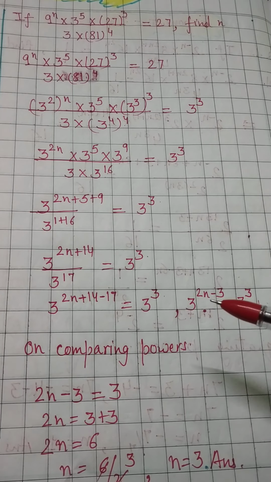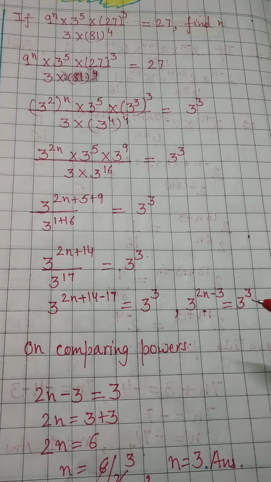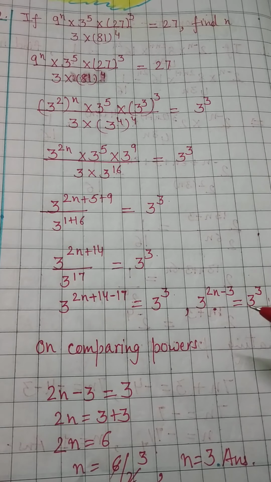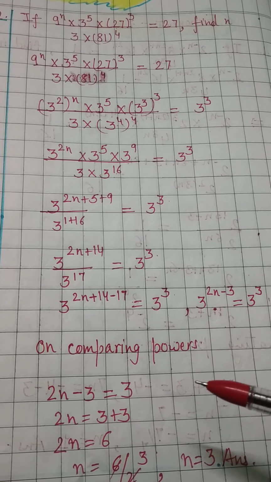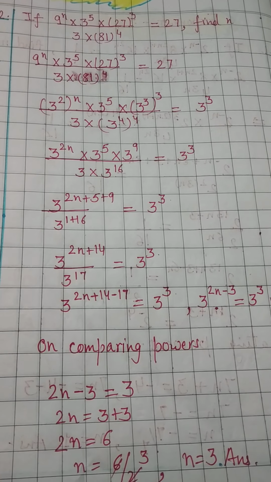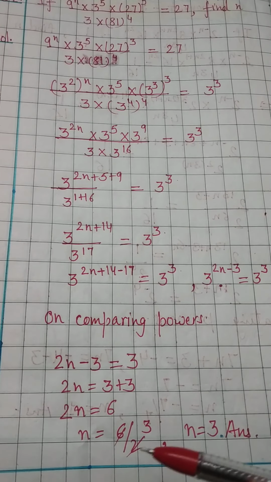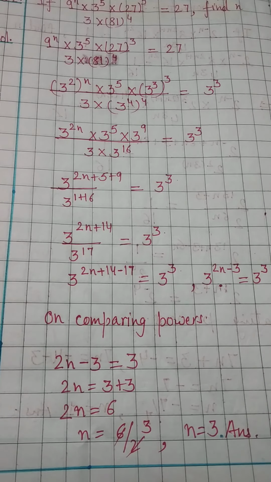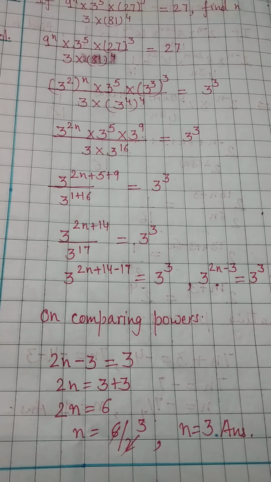So here 3 raised to power 2n minus 3 equal to 3 raised to power 3, right? Then on comparing powers, see, both bases are the same. This is also a law: if 2 raised to power x and 2 raised to power y are equal, that means x equals y. We have done it earlier also in the laws of exponents. So on comparing powers, we get 2n minus 3 equal to 3. So 2n equal to 3 plus 3. Then 2n equal to 6 and n equal to 6 upon 2. 2 threes are 6. So the value of n is 3.